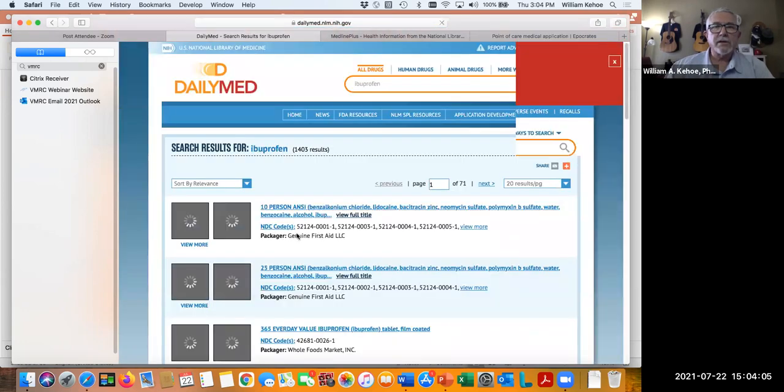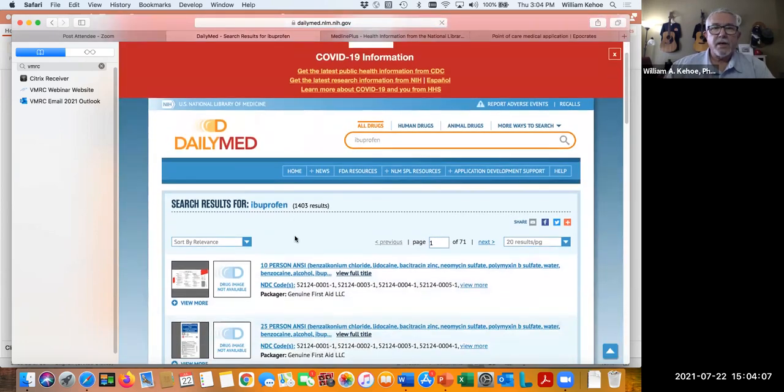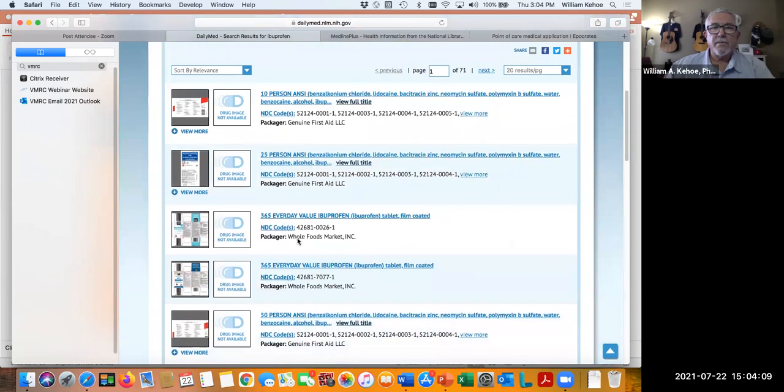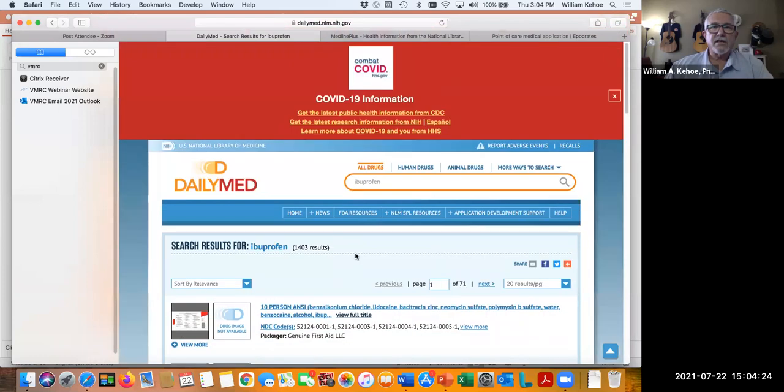Spell that correctly. There you go. And so if you look here, you'll see that it's ibuprofen. If you hit this, I'm not going to do it now, but if you hit this, you get the package information that tells you all the things about it, like dose, what it's used for, side effects, all those kinds of things. So I find Daily Med to be really useful. It's very user-friendly. You don't have to be a pharmacist to know how to use it.